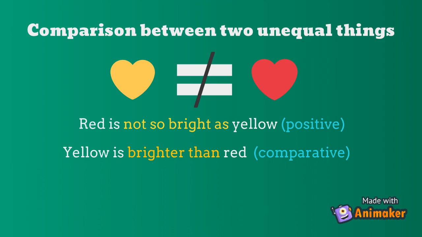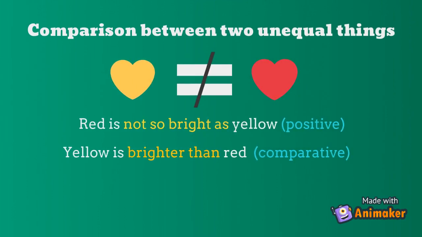If we have not in positive degree, it will be followed by so in the sentence. When we change the sentence from positive to comparative, we have to make some changes, so the meaning does not change.